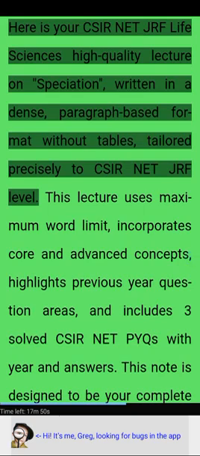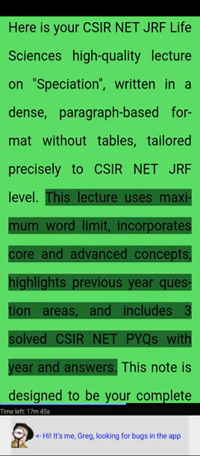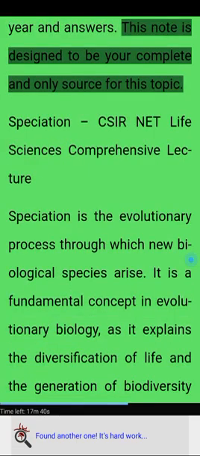Here is your CSIR NET JRF Life Sciences high-quality lecture on speciation, written in a dense, paragraph-based format without tables, tailored precisely to CSIR NET JRF level. This lecture uses maximum word limit, incorporates core and advanced concepts, highlights previous year question areas, and includes free solved CSIR NET PYQs with year-end answers. This note is designed to be your complete and only source for this topic.